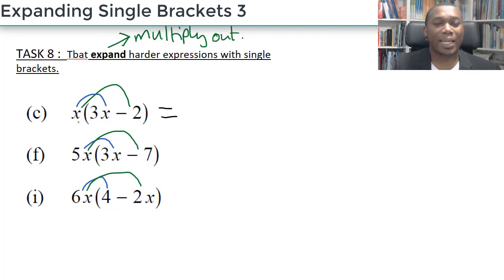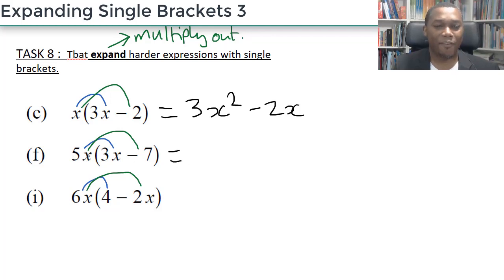So how do we get it? 3x multiplied by 3x, we have 3, and we're multiplying a letter by itself, x times x, so that's x squared. And then x has to be multiplied by minus 2 to get minus 2x. That's what we're looking at.